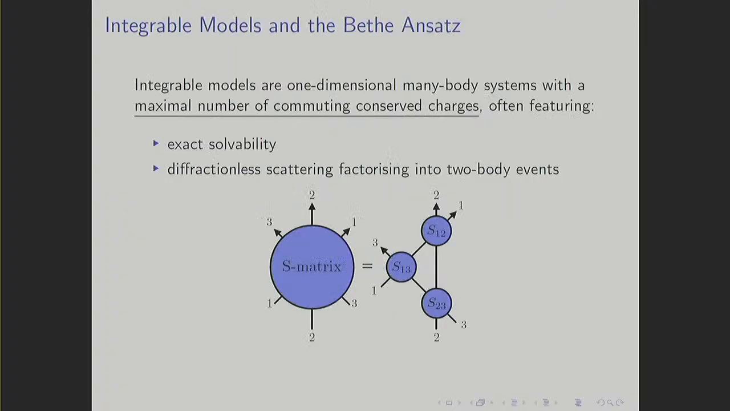What's an integrable model? Well, an integrable model is a quantum many-body system in one dimension that features a maximal, virtually infinite number of commuting conserved charges that are often required to be local. And this property often leads, but not always, to exact solvability, in that we can find the spectrum, the eigenstates, some correlators analytically. It also affects the dynamics.